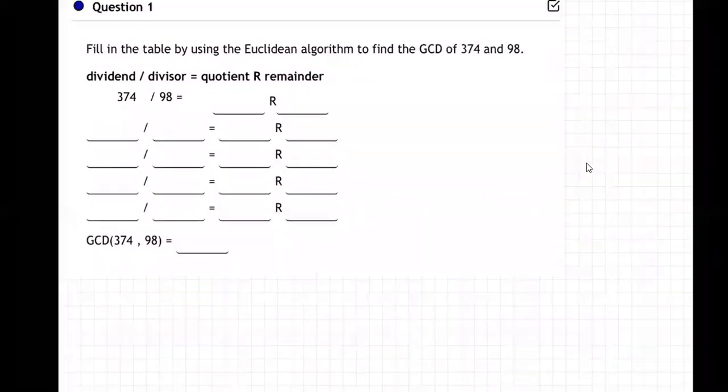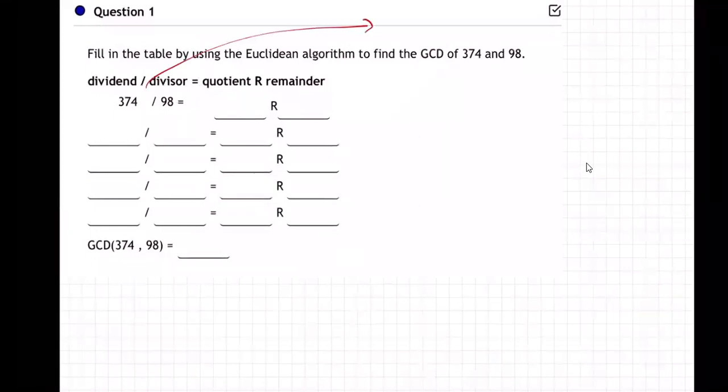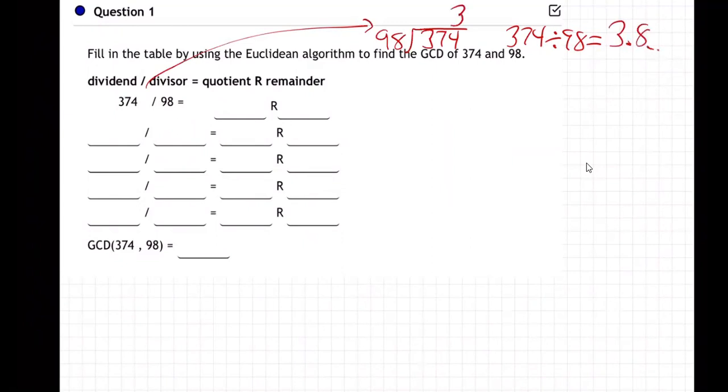I'm going to start with the 374. So I'm going to go 98 into 374. You just do long division, and over on the side I'm going to write what I'm dividing, and I'm going to do it on my calculator. I'm going to take 374 divided by 98. That's 3.8, and so you just grab the whole number. It goes in a whole number of 3 times. 3 times 98 is 294. Subtract.